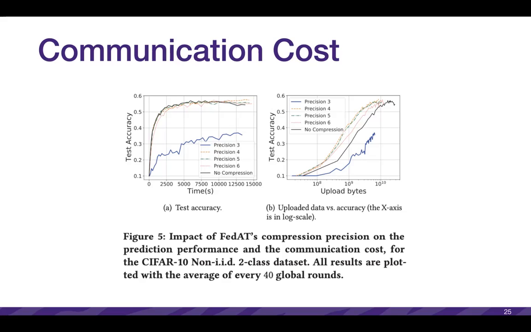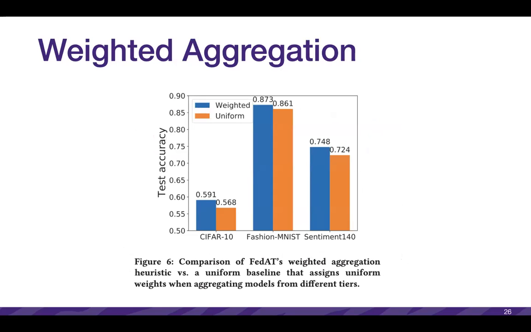Move on, please, Honglu. Okay. The next experiment is the evaluation of the weighted aggregation rules. The authors compare the weighted aggregation with the uniform aggregation. In the uniform aggregation, different tiers have the same weight, so the global model will be biased toward the more frequent tiers. And you can see the weighted aggregation rule has better performance.